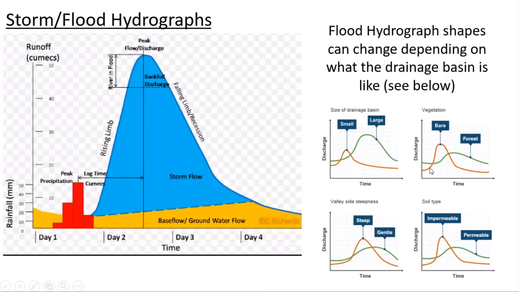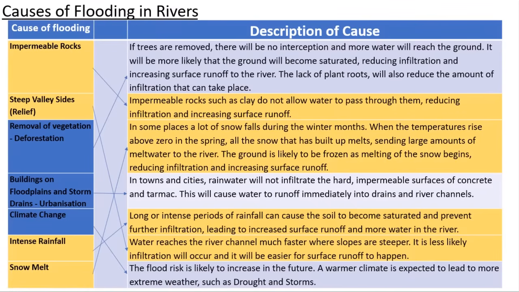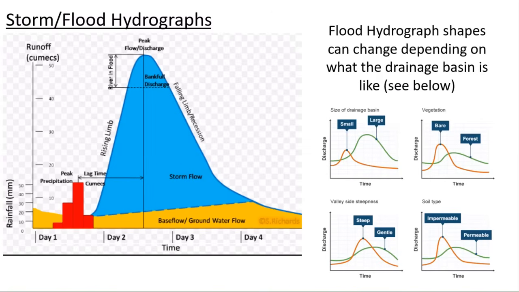So if you've got a bare area, it goes up very quickly, an incredibly steep rising limb, we call this, and that again is more likely to flood. If you've got a steep valley side, again, the steeper the valley, the quicker it'll flow, just like the last slide. So if you link this particular storm hydrograph to these things here, each one of those areas, impermeable rocks. What do you think it would do? It's more likely to create a steep profile, because it can't soak in, so it runs straight off. Anything that increases runoff will increase the steepness of this rising limb. So that's the valley side steepness. Soil type, if the soil is impermeable or the rock is impermeable, then it will go up very steeply. If it's permeable, it will take its time soaking in.